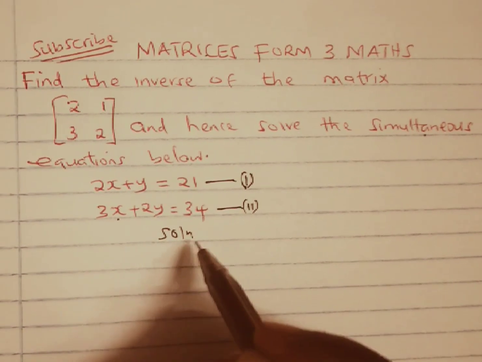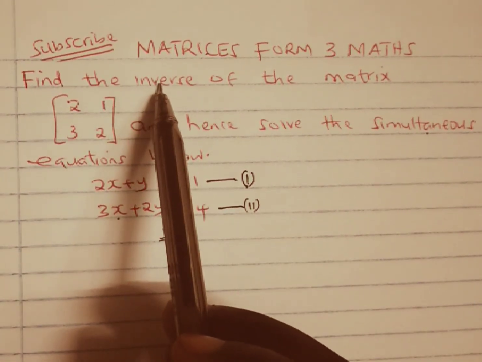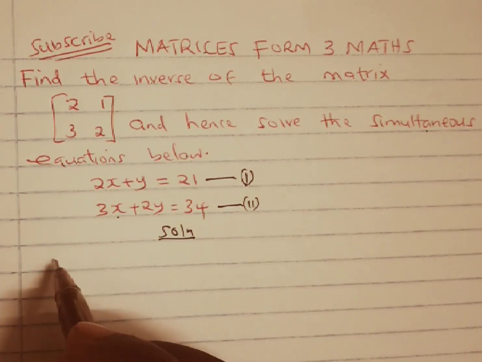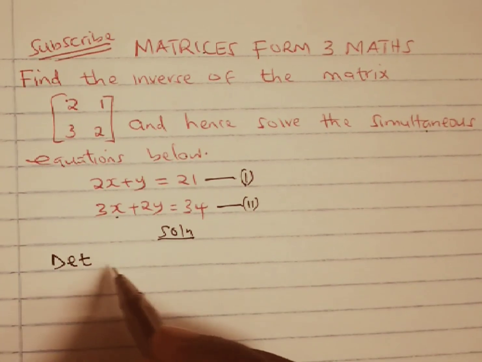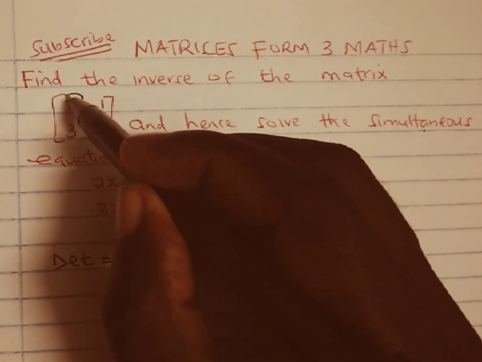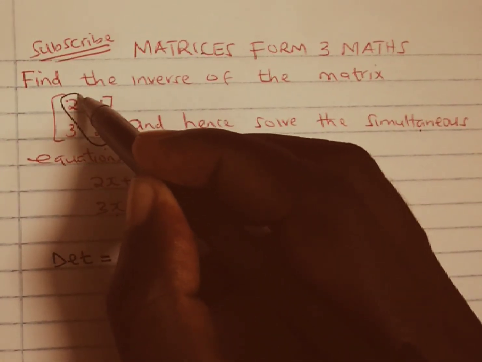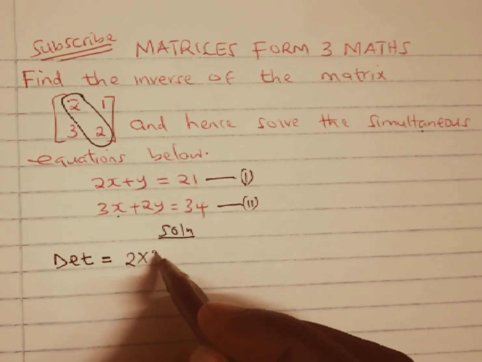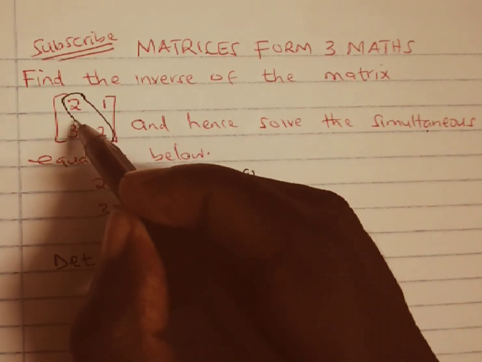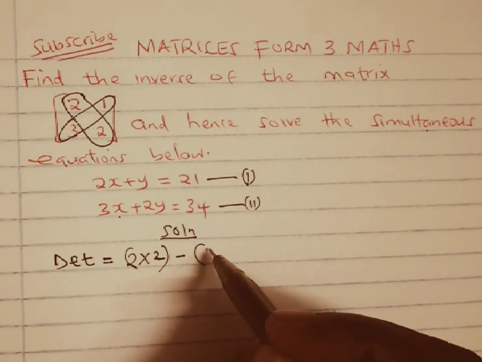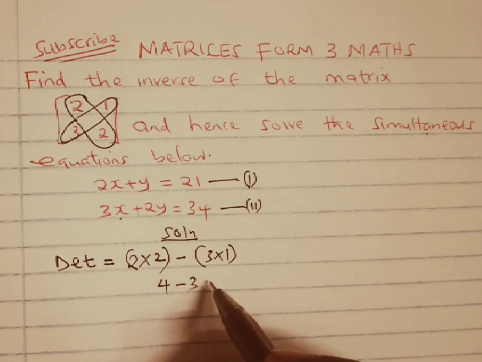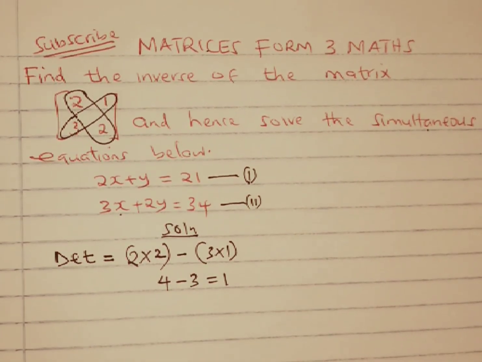So as part of the solution, we are supposed to find the inverse, but we cannot find the inverse without getting the determinant, and therefore the first thing in working out this question, one should always get the determinant. And how do we get the determinant? You take the product of the elements in the main diagonal, which is 2 times 2, then we minus the product of the elements in the minor diagonal, which is 3 times 1, and this one is going to give us 4 minus 3, giving us 1 as the determinant.